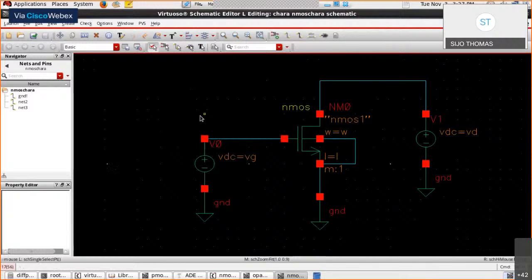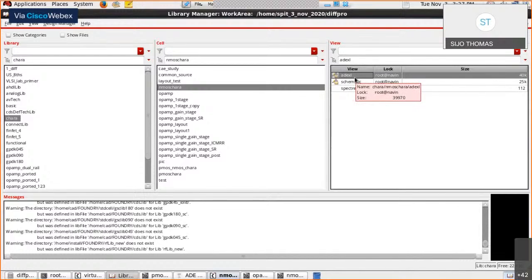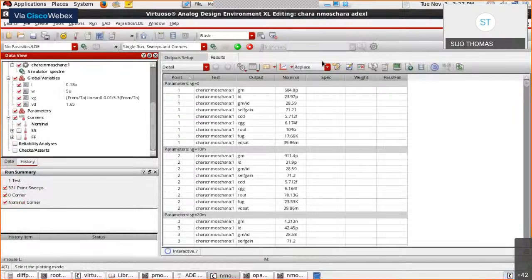Load the curves basically. Go to the ADXL window from the library manager. We already have the curves available, so we can just load the state. Here the results are already available. You can go to plot all.